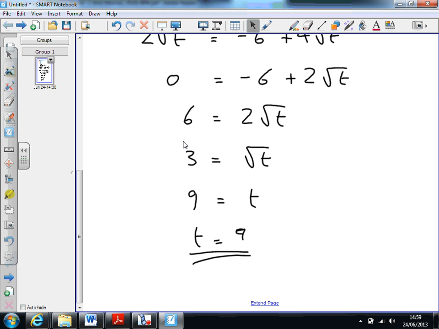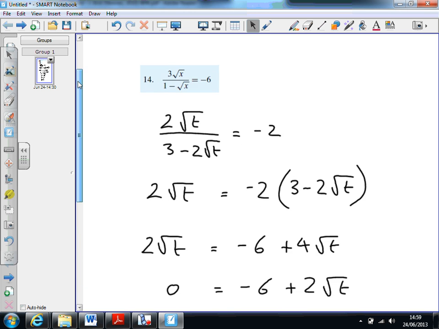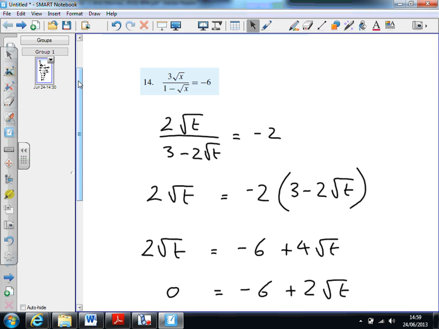So have another look at that, or think about the steps and then apply those steps to the question in the textbook and see how you get on.